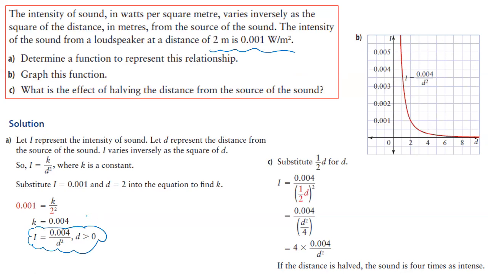Of course, you need to pay attention to the domain here. D is the distance from the source, so d is greater than 0. And because d is in the denominator position, d cannot be 0. So pay attention to the domain here.